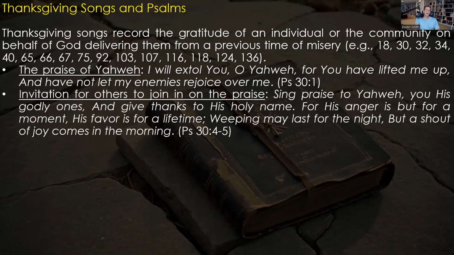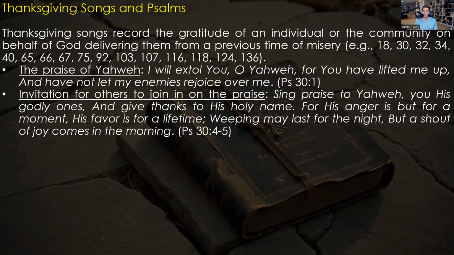Okay. And then the next part of it is the invitation for the others to join in on the praise. Okay. So we see this in verses 4-5. Sing praise to Yahweh. Okay. This command here, sing praise, is second person plural, as in you all need to be singing praise to Yahweh. So it's not talking to you, the reader, although it's okay for you, the reader, to take this seriously. He's inviting others, several others, to participate in this worship. Okay. Sing praises to Yahweh, you his godly ones, and give thanks to his holy name.